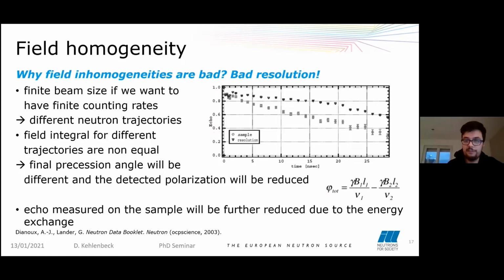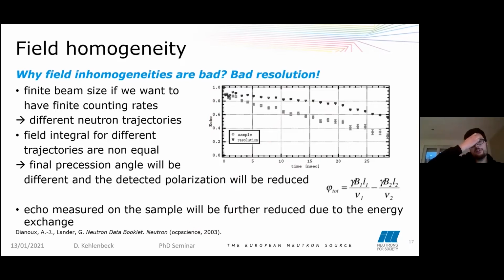With finite beam size, we have different neutron trajectories arriving on the sample and coming to the detector. If the field integrals for different trajectories are non-equal, then the final precession angle will be different for different trajectories, and the detected polarization and also the resolution, even for an elastic scatterer, will be reduced, like here in the figure. So we can see that the echo decreases with time. And also the echo will further reduce due to the energy exchange with the sample.